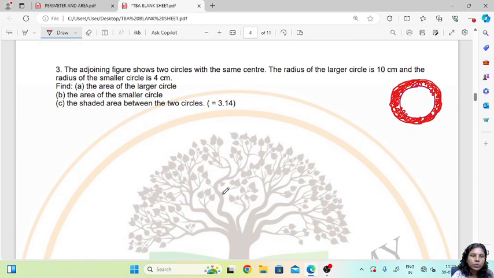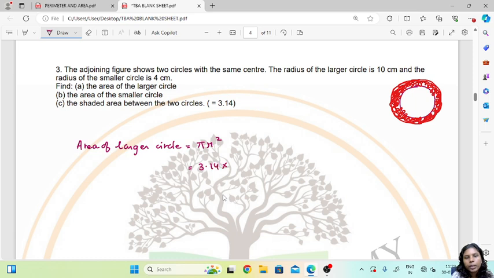Let's go to the last question. The adjoining figure shows two circles with the same center. The radius of the larger circle is 10 centimeter and the radius of the smaller circle is 4 centimeter. Find the area of the larger circle. So let's find first the area of the larger circle. So area of larger circle equals, we are given the radius, so pi r square. So pi we have to take as 3.14.